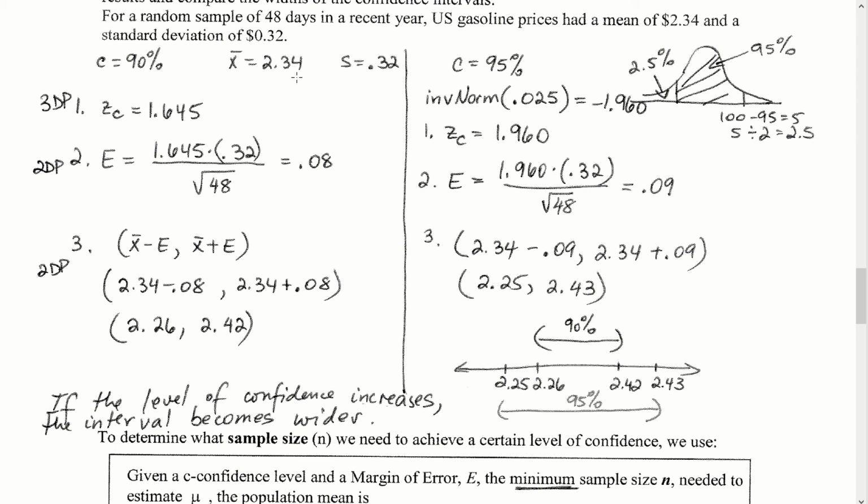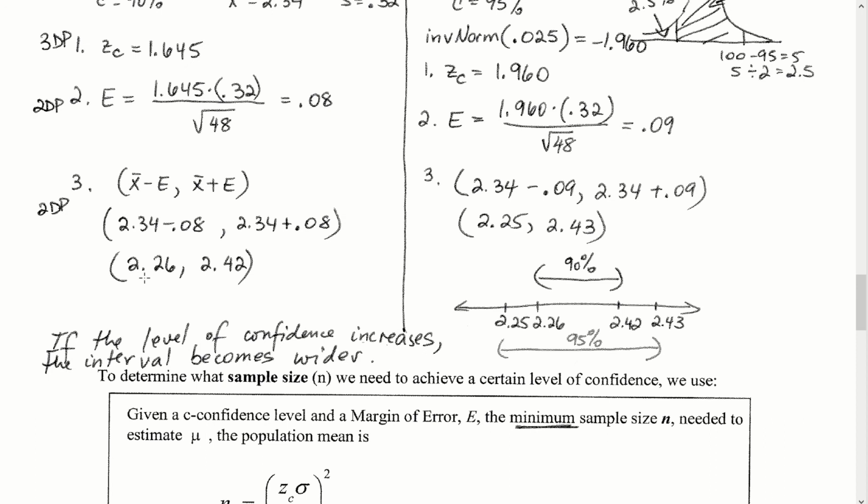We can now go ahead and complete the confidence interval. It's x bar minus e to x bar plus e. Our sample mean was 2.34. Our margin of error is 0.08. So we get as our interval estimate 2.34 minus 0.08 to 2.34 plus 0.08, which gives us a 90% confidence interval of 2.26 to 2.42. So our conclusion would be that we are 90% confident that the true population mean would lie somewhere between $2.26 per gallon and $2.42 per gallon.